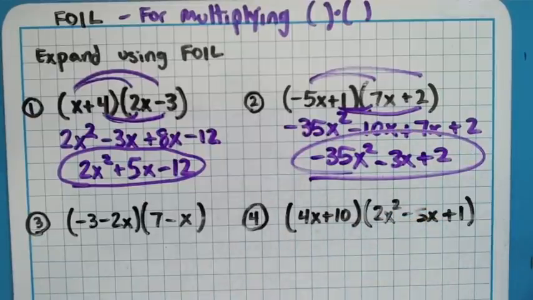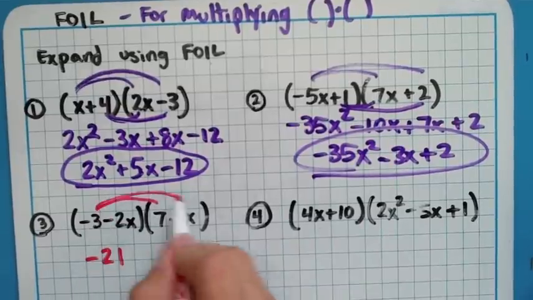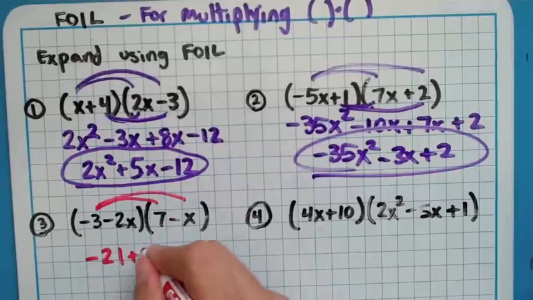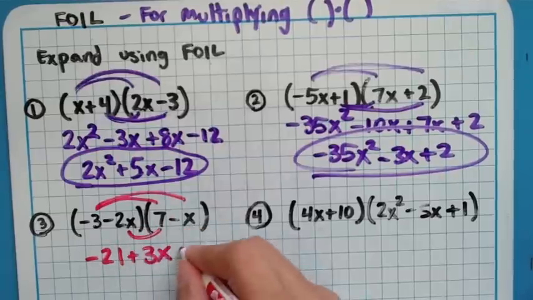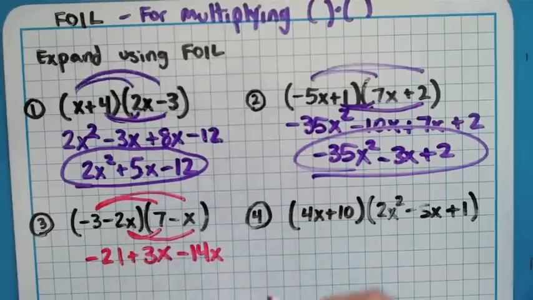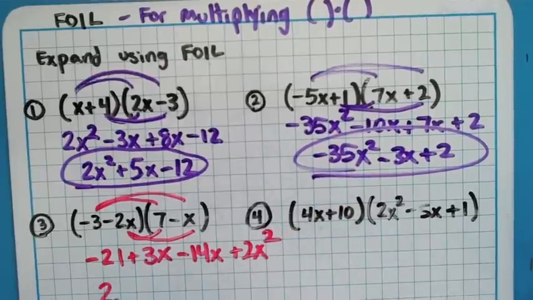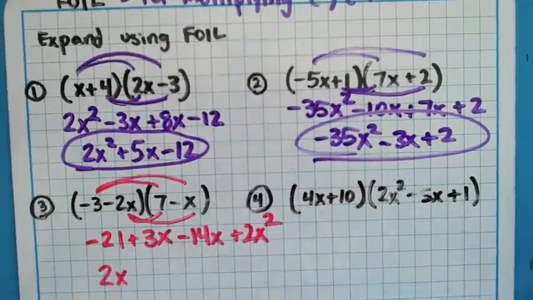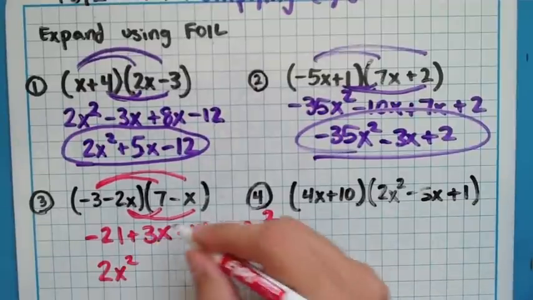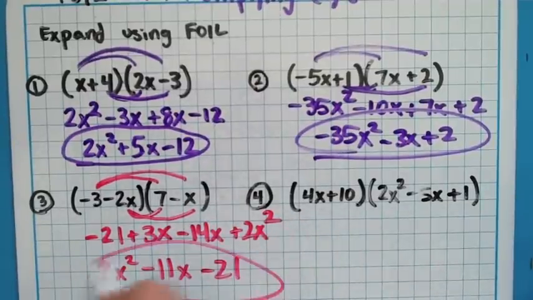Next problem here is not written in the same order. The pieces are a little jumbled up on the inside. Doesn't change the process at all. Still just going to do my FOIL. I get negative 21 plus 3x minus 14x, and then plus, negative times a negative, 2x squared. Be sure to rearrange the pieces so the exponents go in descending order. I'll end up with 2x squared minus 11x minus 21.